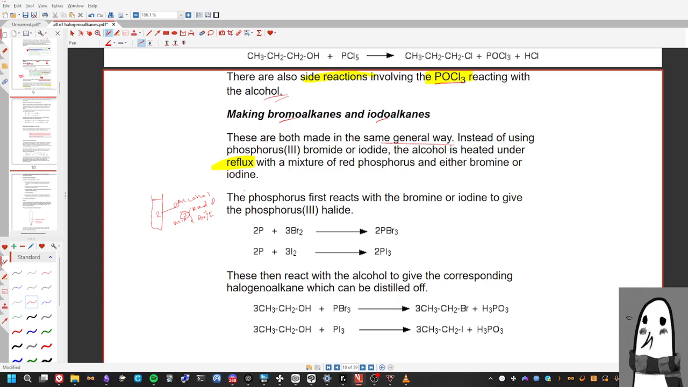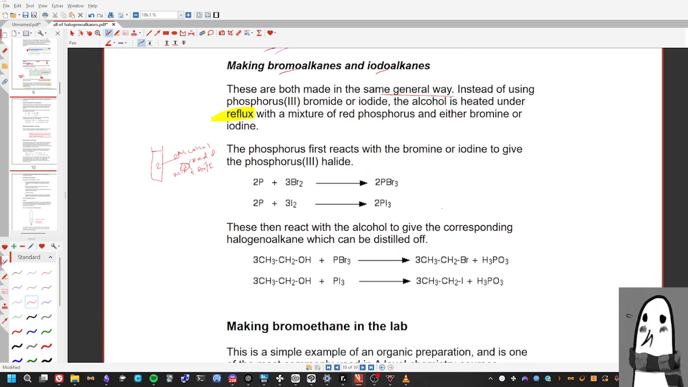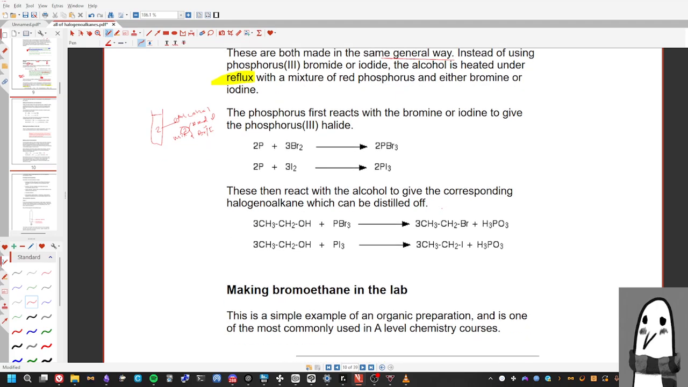Now, the phosphorus first reacts with the bromine or iodine to get the phosphorus halide that you need. Then these react with the alcohol to give the corresponding halogenoalkane, which can be distilled off. So as we know, this reacts with this to form your halogenoalkane as a product, every single time.